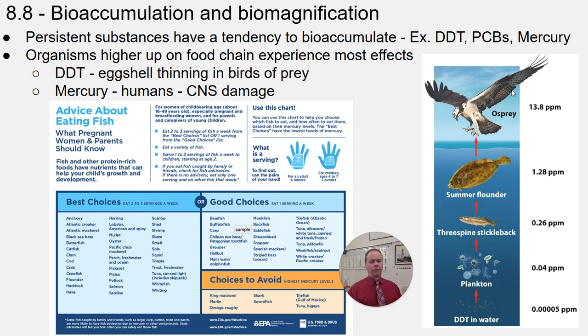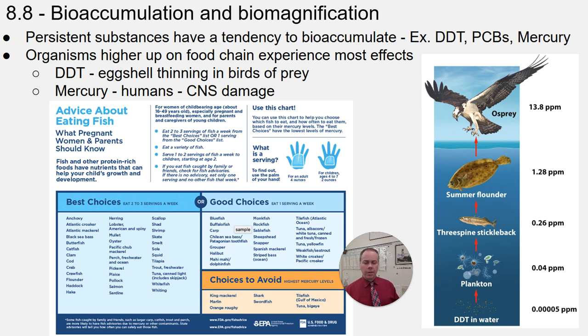And DDT, as we've talked about before, the pesticide, was used extensively, but as it biomagnified, it had serious impacts on birds of prey, like osprey, like bald eagles, and things like that. The effect of DDT was the thinning of the shells of eggs when these birds were reproducing, making them extremely fragile and therefore less likely to be viable.